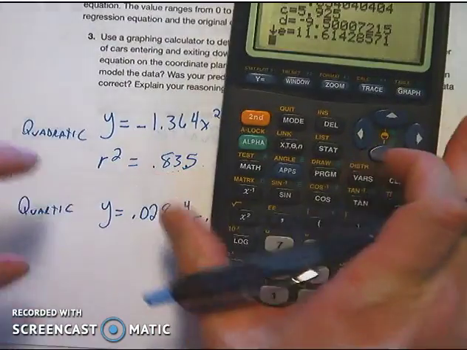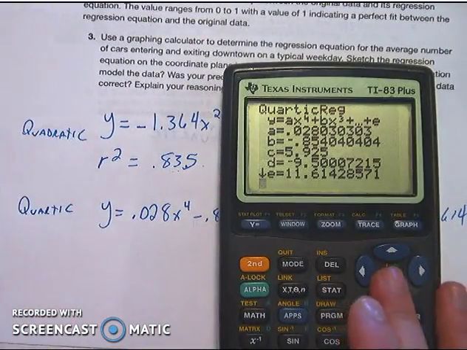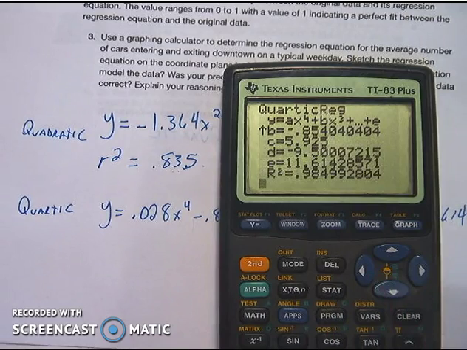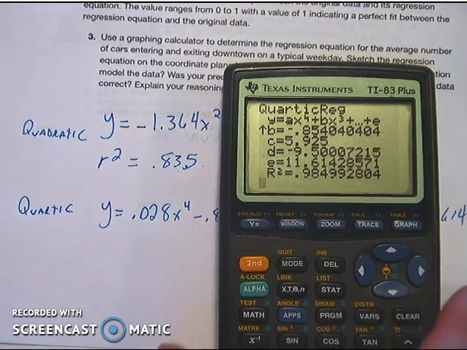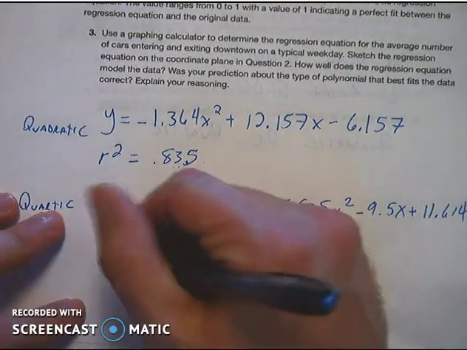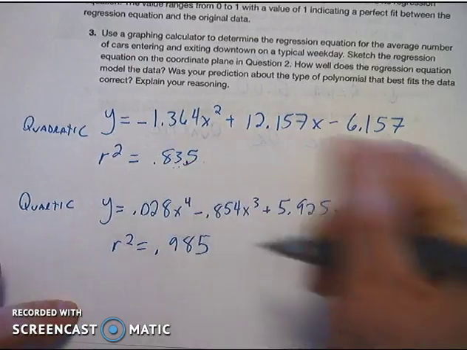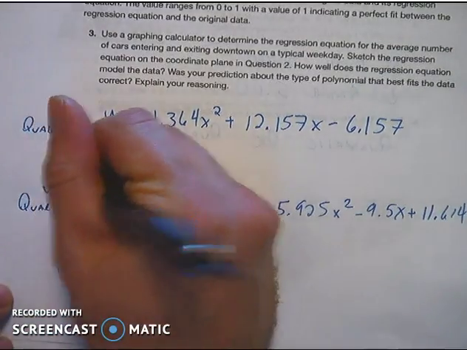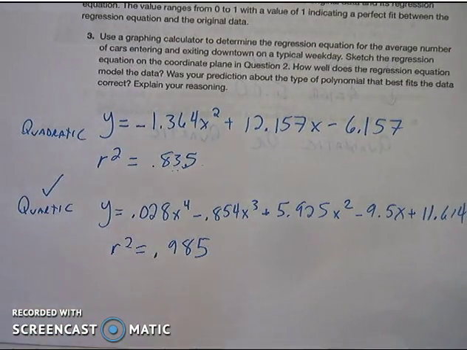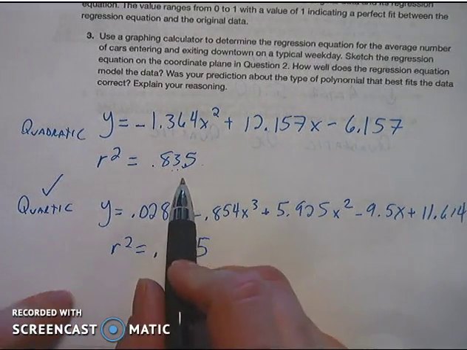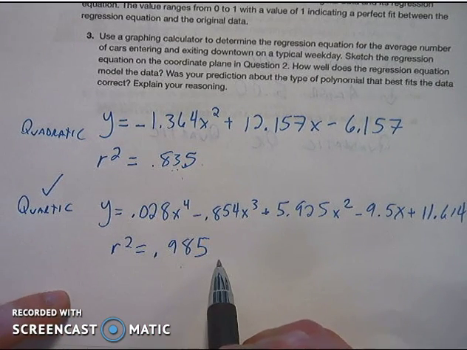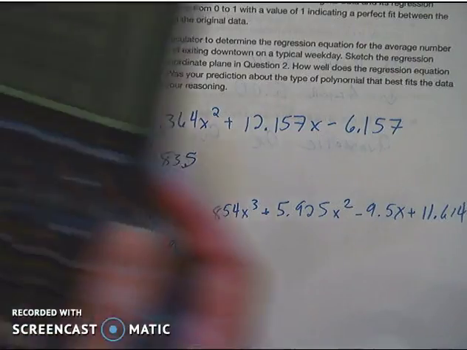Now the calculator is also telling me one more thing, but I got to scroll down to get it. That r squared value. Notice how close to 1 it is. 0.985. I'm going to write that down. R squared equals 0.985. Just looking at that r squared value, you'd say this quadratic is actually the better model, because this one is closer to 1. That's close to 1, but this one's even closer. We should confirm it by graphing it.